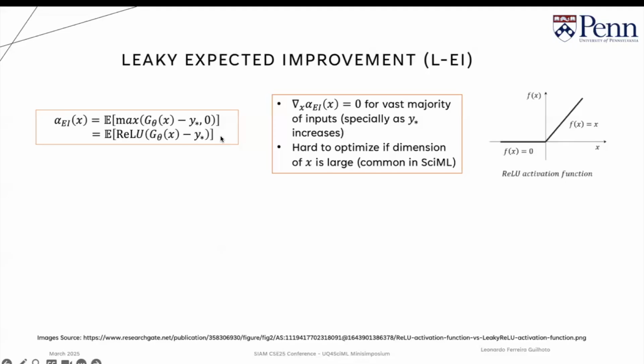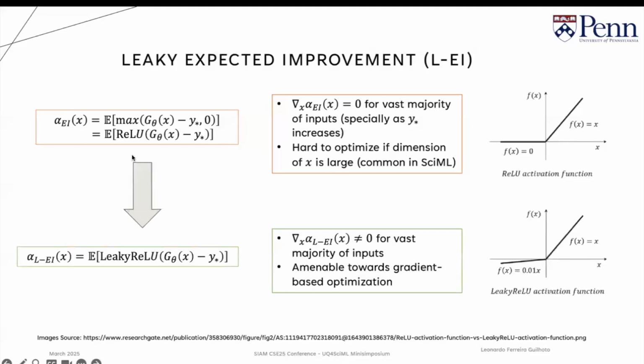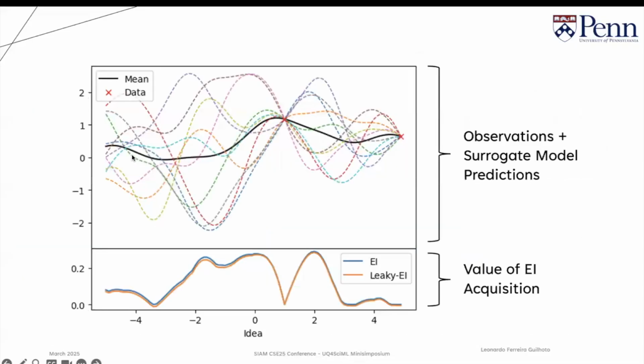In particular, we had the idea of replacing this ReLU within this acquisition function with leaky ReLU, making it very similar to traditional expected improvement, but with a key difference that now the gradients with respect to the input are no longer going to be 0 for the vast majority of inputs, which makes it amenable for gradient-based optimization. We call this acquisition function the Leaky Expected Improvement, or LEI. And let me show you an example of what this looks like.